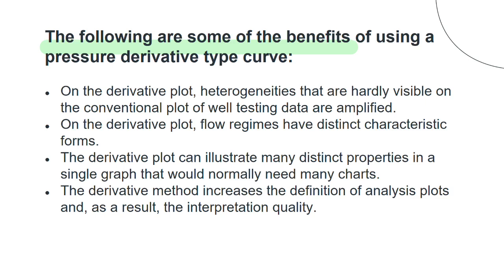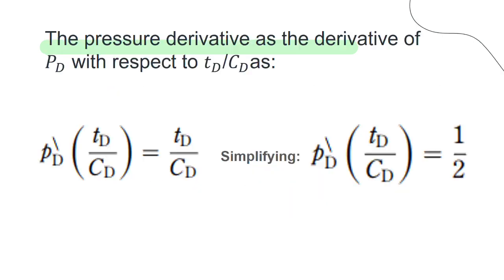The first one, on the derivative plot, heterogeneities that are hardly visible on the conventional plot of well-testing data are amplified. Second, on the derivative plot, flow regimes have distinct characteristic forms. Third, the derivative plot can illustrate many distinct properties in a single graph that would normally need many charts. And lastly, the derivative method increases the definition of analysis plots and, as a result, the interpretation quality.